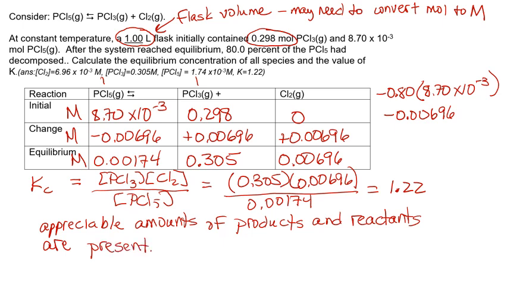So again, to summarize what we did, we wrote down what we knew. First, we checked to make sure that we didn't need to convert our moles to molarities, and we filled in the values we knew. The 80% told us that we needed to multiply the quantity of the PCl5 by 0.80, and then we were able to use stoichiometry to fill in the other parts of the table.